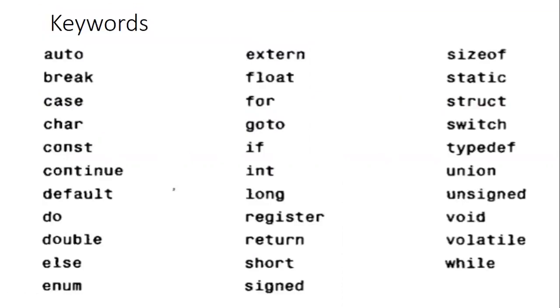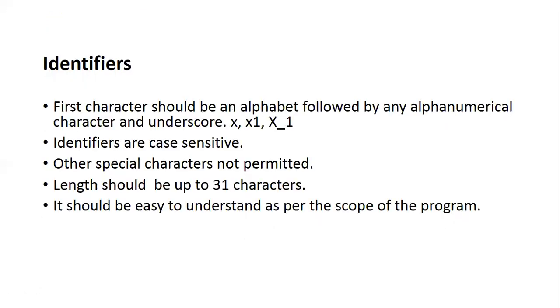Keyword is the next token which we are having. These are the words which have a special meaning in the C program as reserved words that may not be used as a constant, variable, or any identifier name. Here we have some examples: auto, break, case, char, const, etc. These words have a special meaning in the C program, so you cannot use them for defining an identifier or variable.